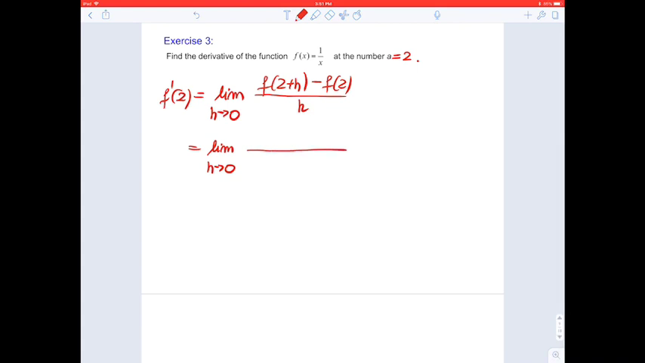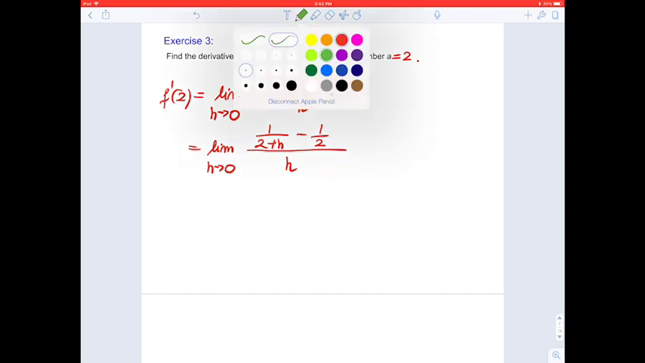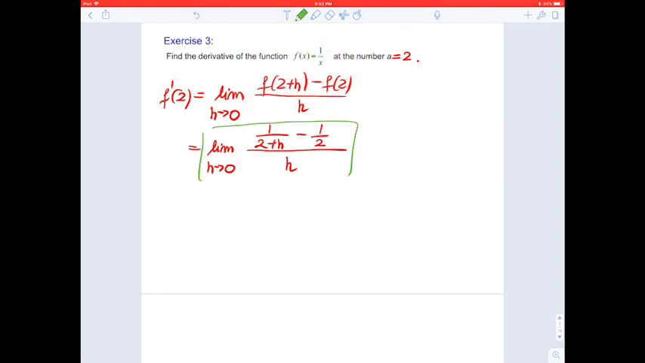Function is defined as 1 over x. That means 1 over 2 plus h, instead of x, 2 plus h, and instead of x, 2. Excellent. Before I start evaluating, if you see this type of limit, you have to recognize that this is the derivative of the function 1 over x at 2. Hopefully you will remember this.